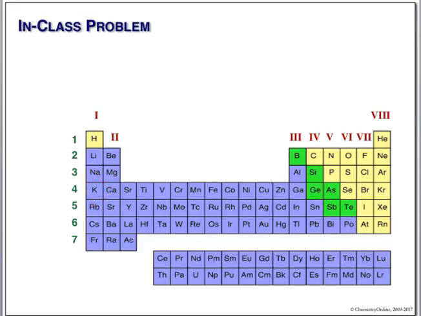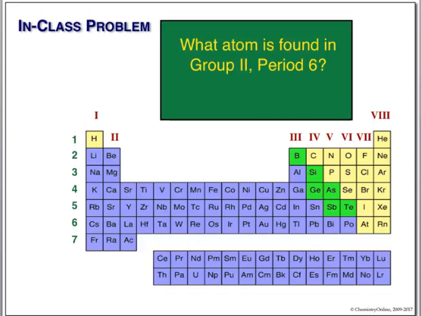Do it again. Group 2, period 6. We're at 2. Go down to 6. We're at Ba. What do you think Ba might stand for? Ba is barium.